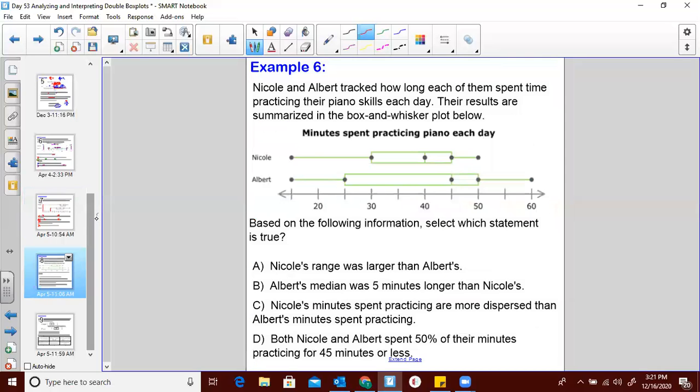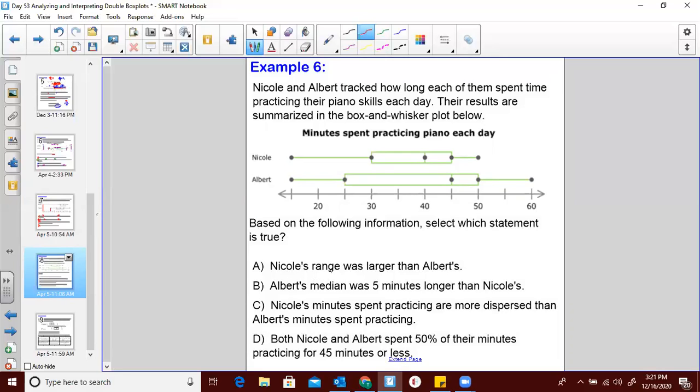All right, Nicole and Albert tracked how long each of them spent practicing their piano skills each day. The results are summarized in the box and whisker plot below. Based on the following information, select which statement is true. Excuse me. As you do some of these, you'll notice some visual things. They'll just be like, oh, that makes sense.